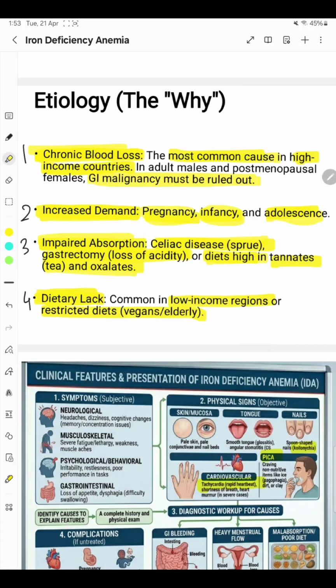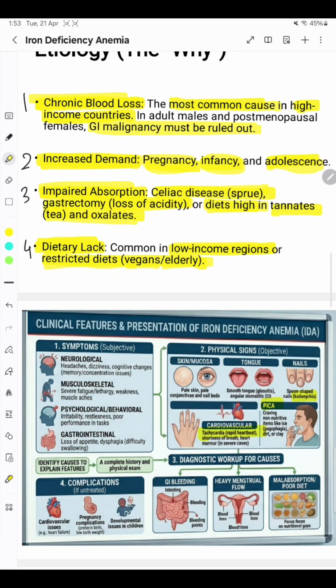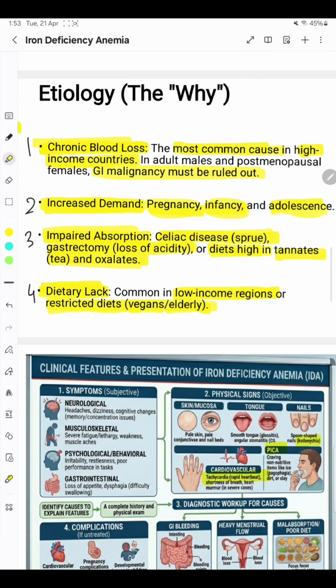The fourth condition is dietary intake. Low dietary intake can be seen in low income regions or individuals with restricted diets like vegans and elderly individuals. So these are the four main causes of iron deficiency anemia: blood loss, increased demand, impaired absorption, and dietary deficiency.